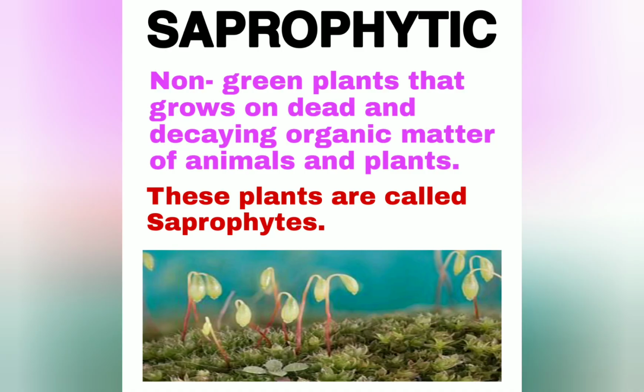Another category in this series is saprophytic mode of nutrition. These are the plants which grow on dead and decaying organic matter of animals and plants. These plants are called saprophytes.